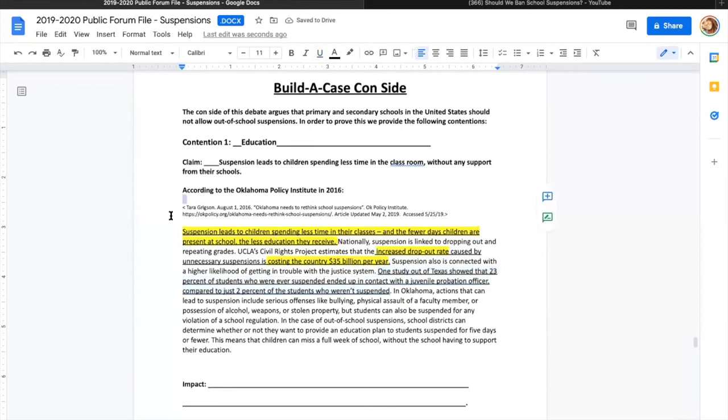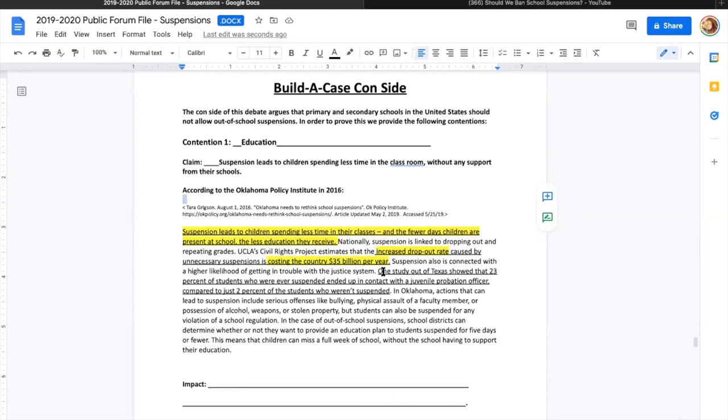So we have: suspension led to children spending less time in their classes, and the fewer days children are present at school, the less education they receive. Increasing dropout rates caused by unnecessary suspension is costing the country $35 billion a year.